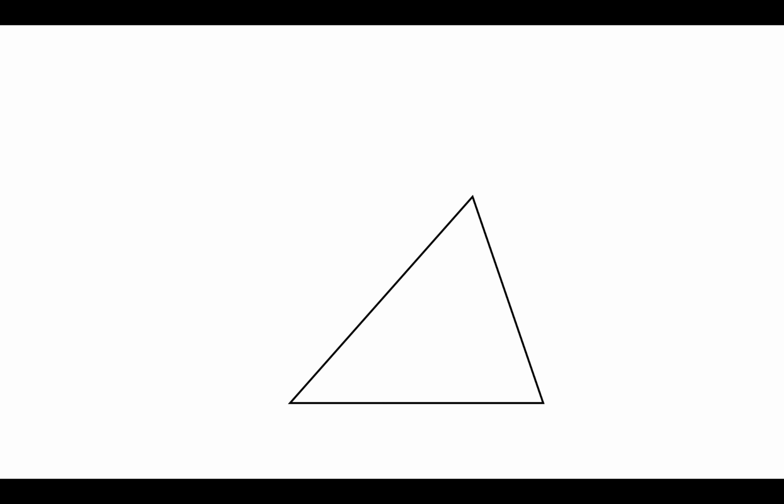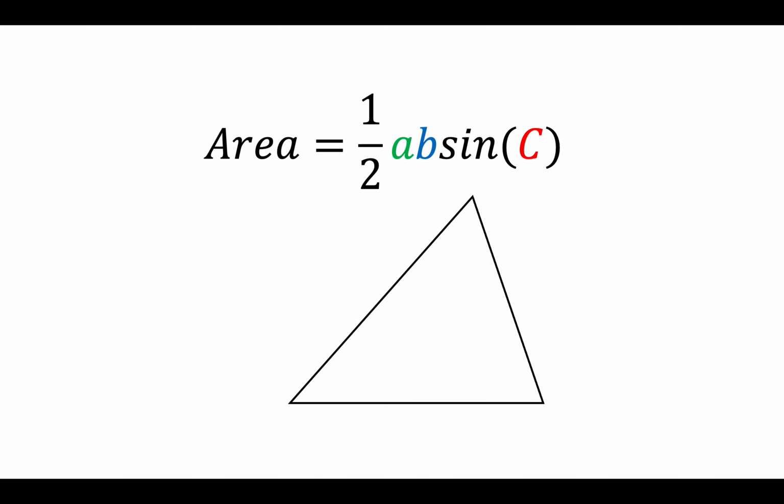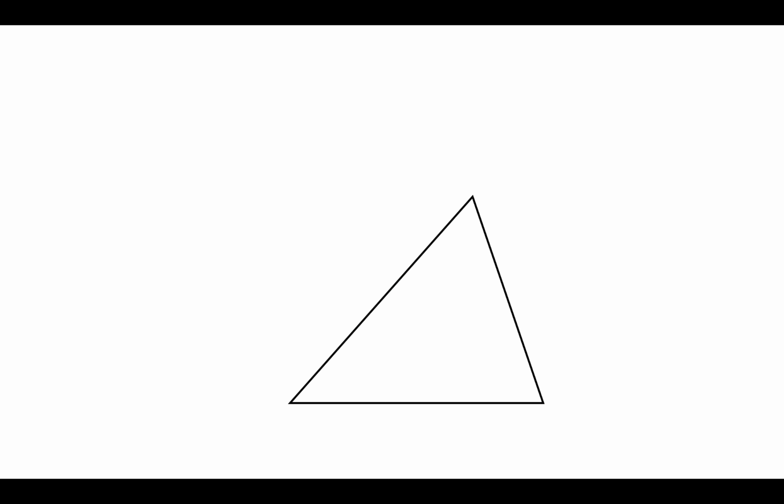Now, for our formula, we only need to know A, B, and C. A and B being the sides. And so we have A and B are two sides, and capital C is the angle between them. So this formula is going to help you find the area if you know two sides and the angle between them. Okay? So let me show you an example of this.